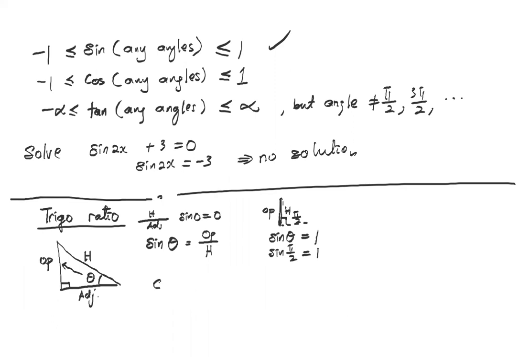Cos of an angle, how do they define it? Adjacent over hypotenuse. That is the reason why cos 0 is equal to 1, because the adjacent and the hypotenuse are of the same length. And for cos pi by 2, the adjacent is 0 over the hypotenuse. So that's why it's equal to 0. Logic?